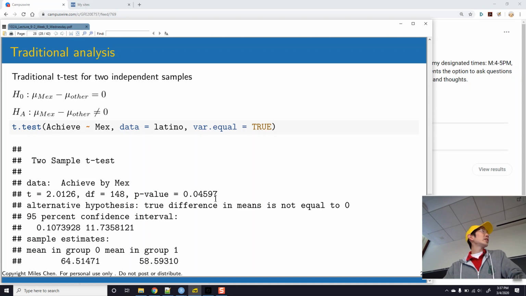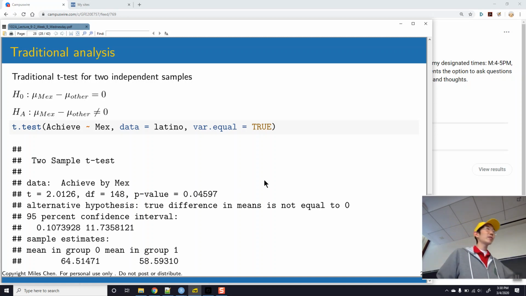What assumptions are we making if we do a traditional t-test? The traditional t-test relies on the central limit theorem. We're assuming that the sampling distribution of the mean is normal. Maybe that's a reasonable assumption, maybe not. I think it's reasonable in this case.